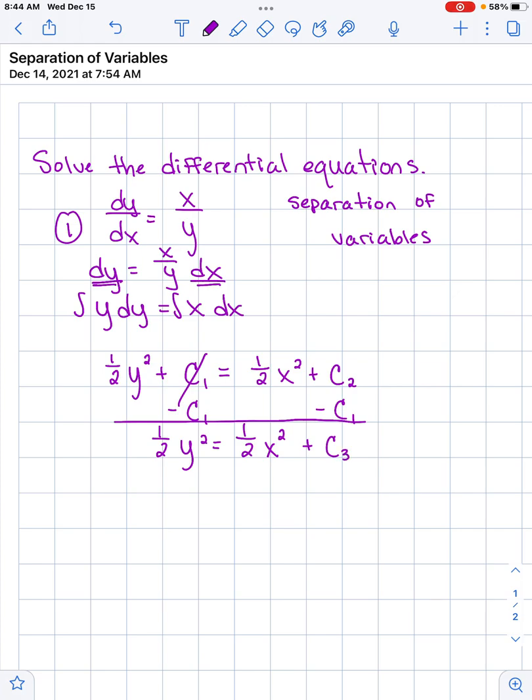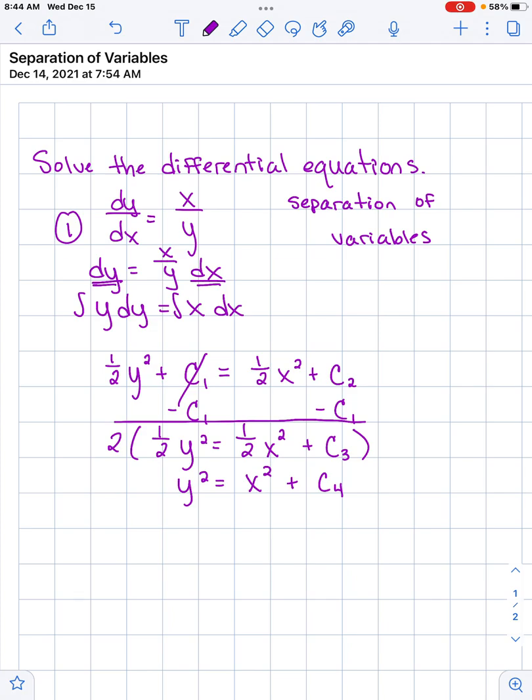Normally I will not write all of these c's with subscripts, but for now I just want you to see that they are all different c values. They're not just going to all cancel each other out. The other thing I notice is I want to get rid of that 1/2 fraction. So I'm going to multiply this entire equation by 2. 2 times 1/2 y squared gives me y squared. 2 times 1/2 x squared gives me x squared. And 2 times c sub 3 is still a constant. So really we're on our fourth different constant, c sub 4.